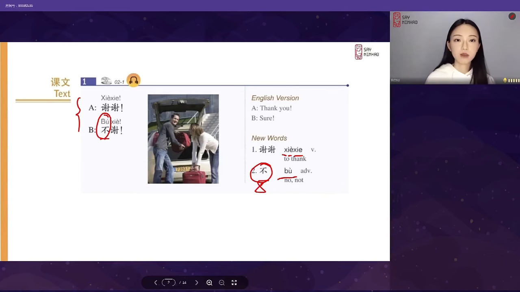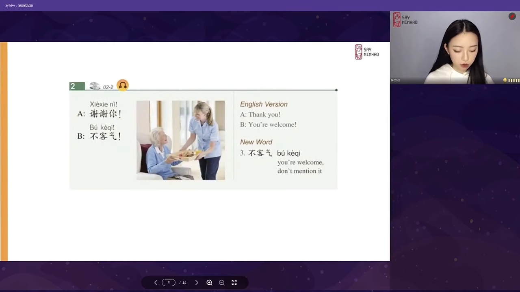Okay, now try to read it with me. 3, 2, 1. 谢谢。不谢。Very good. Now let's move on to next part.